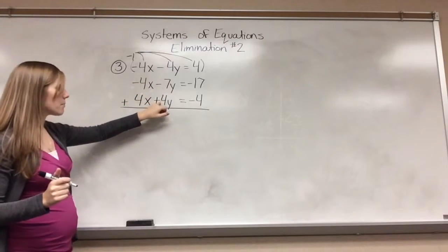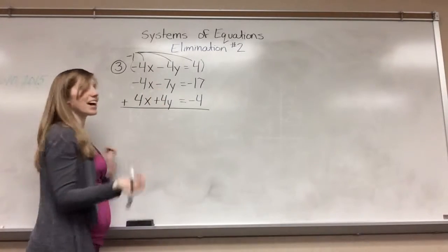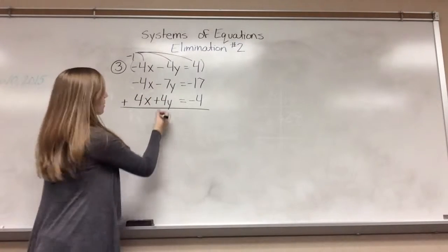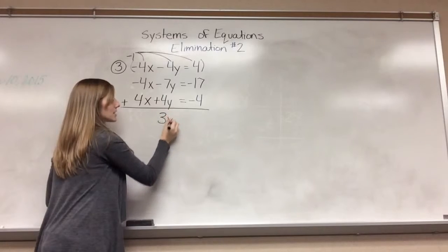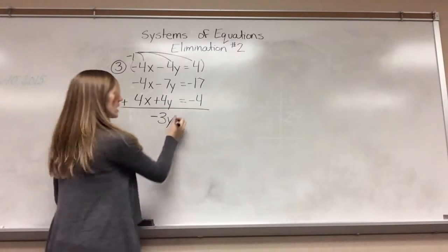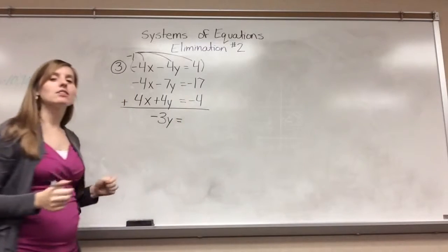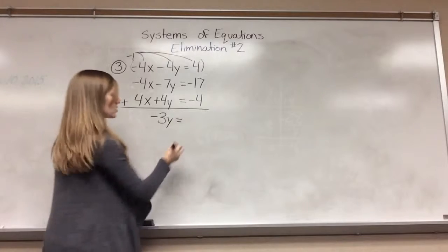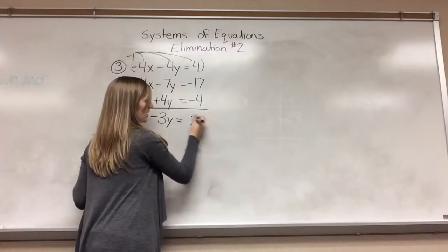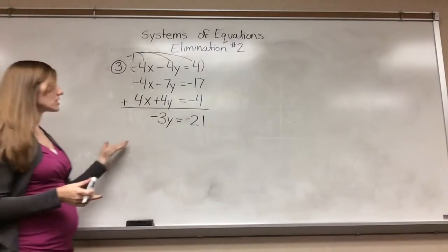Negative 7y and positive 4y, when I add those together, I actually have to subtract because the signs are different. So I'm going to get 3y, and I must keep the sign of the bigger number. So it's going to be negative 3y. Equals, here, negative 17 and negative 4. The signs are the same, so I do add those. I get 21, and I keep the sign of the bigger number. So it's negative 21. From here, I just have to divide.